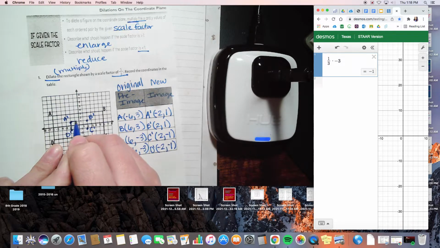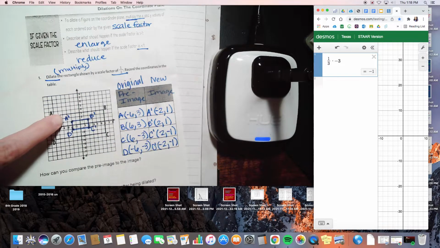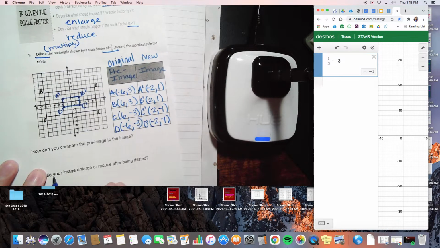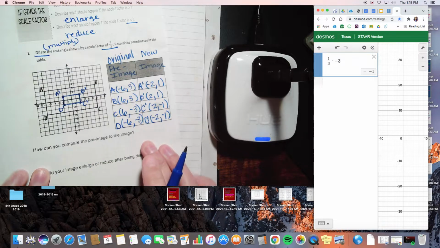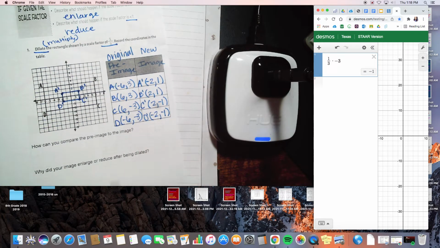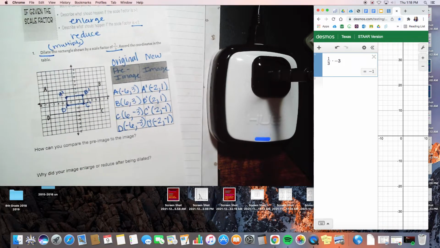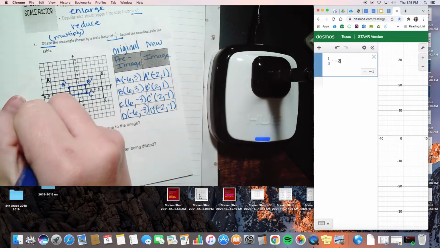So now I'm just going to connect my dots, and I can see my original, and here is my new. So this is my pre-image, this is my image. So we are going to go ahead and write a couple of things. You're going to write, how can you compare the pre-image to the image? I'm going to give you a sentence stem, and I just want you to fill in the rest.